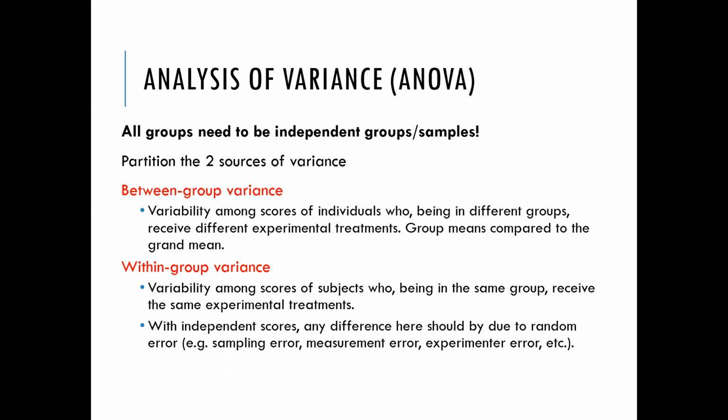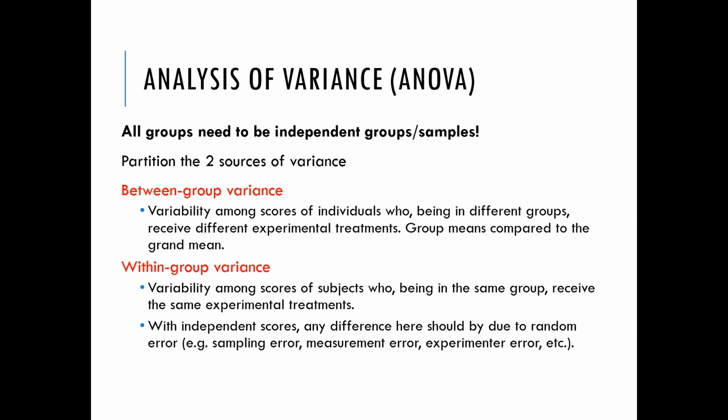The first thing that we do in analysis of variance is we partition the two sources of variance. So there's between group variance. So that's just the variability among scores of individuals who, being in different groups, receive different experimental treatments. And then we compare the group means to the grand mean. And then the second source of variance is everything else. It's the within group variance. It's just the variability among scores of subjects who, being in the same group, receive the same experimental treatments.